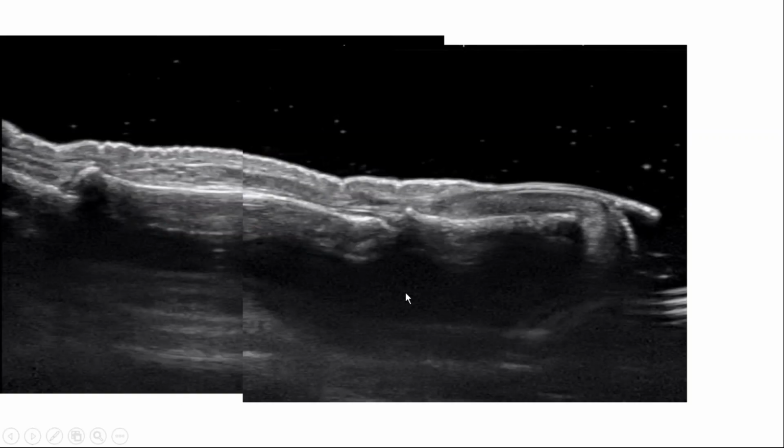So now look at the image here. Of course I put two images together so that I can show you the whole digit. This is the dorsal aspect.